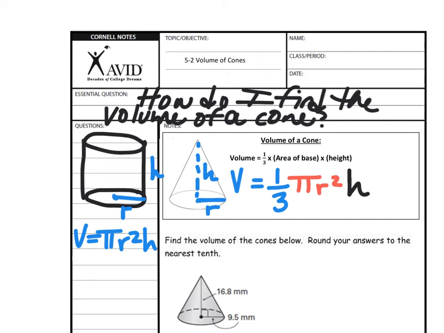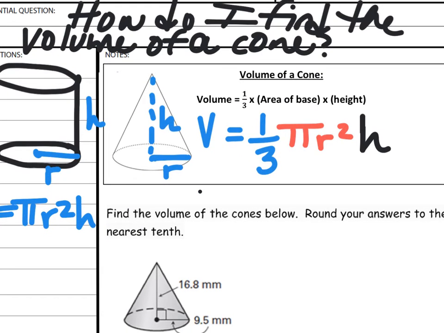Okay? So remember it this way. You can also think about it like this if you like this formula better, which I really don't, but pi r squared h divided by 3, the volume of a cylinder divided by 3 gives me my volume of my cone. It's the same thing.